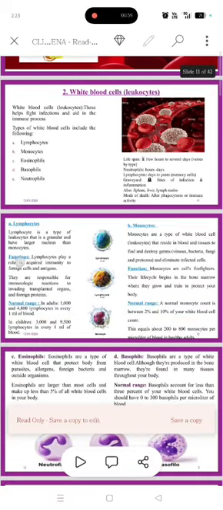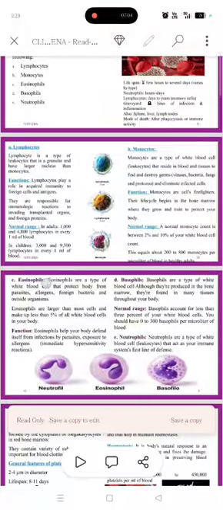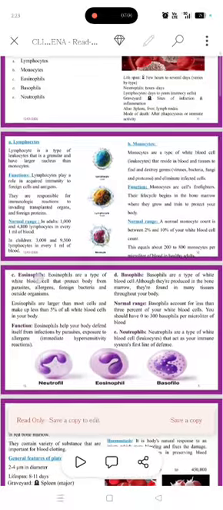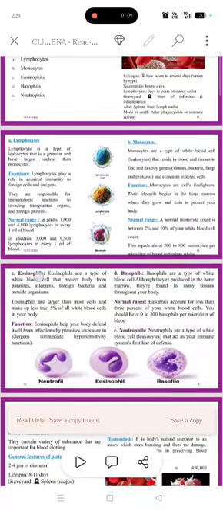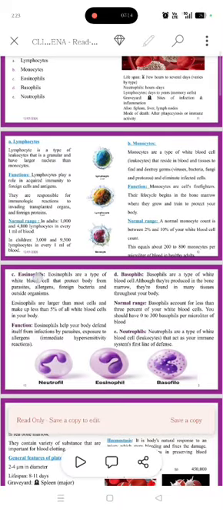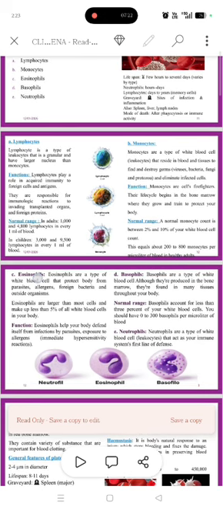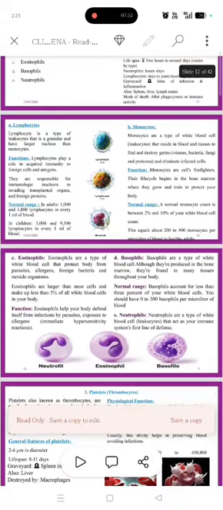And then monocytes. Monocytes are a type of white blood cell, leukocytes, that reside in the blood and tissues to find and destroy germs, for example viruses, bacteria, fungi and protozoa, and eliminate infected cells. Function: monocytes are cell fighters. Their life begins in the bone marrow, where they grow and try to protect your body. Monocyte count is between 2% and 10% of your white blood cell count. This equals about 200 to 800 monocytes per microliter of blood in a healthy adult.